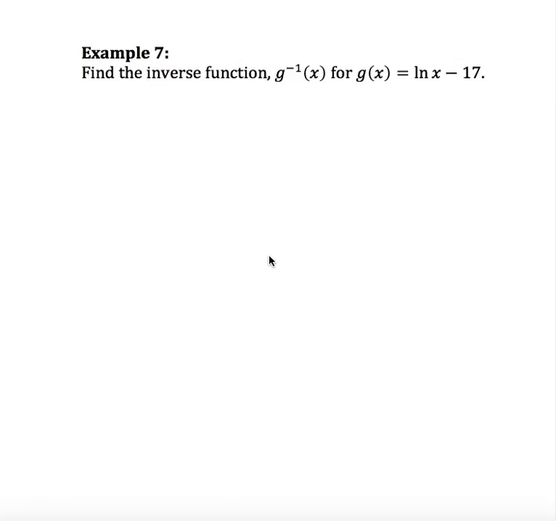For example 7, we're going to find the inverse of g of x equals natural log of x minus 17. So again, I'm going to take the g of x out. I'm going to write it as y. And I'm also not going to write natural log. I'm going to write it as log base e. So I'm going to write it as y equals log base e of x minus 17. Now remember that natural log is the same as log base e. It doesn't matter how you write it, okay? I'm just pointing that out for you.